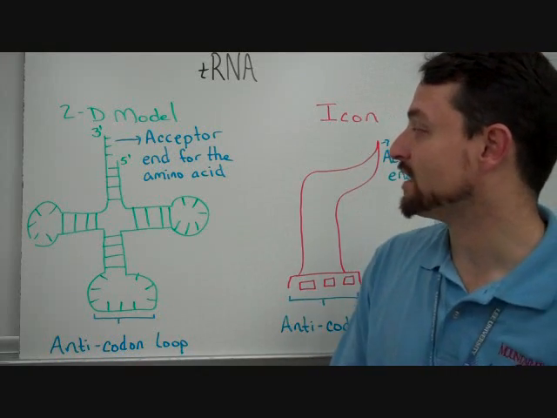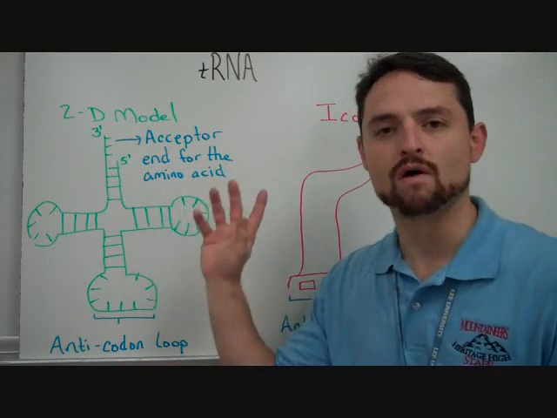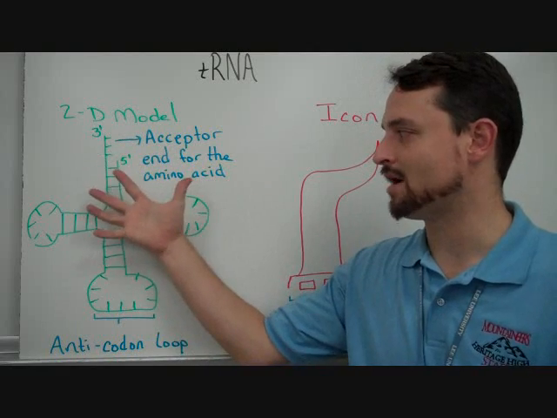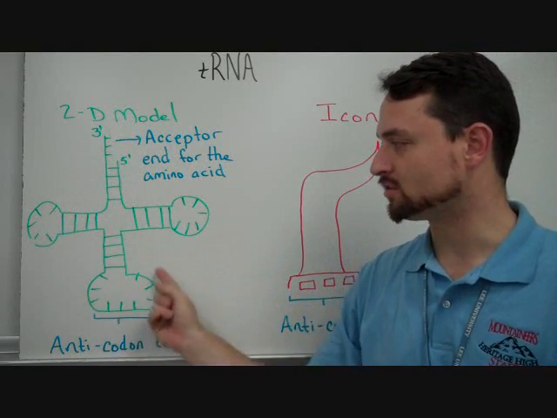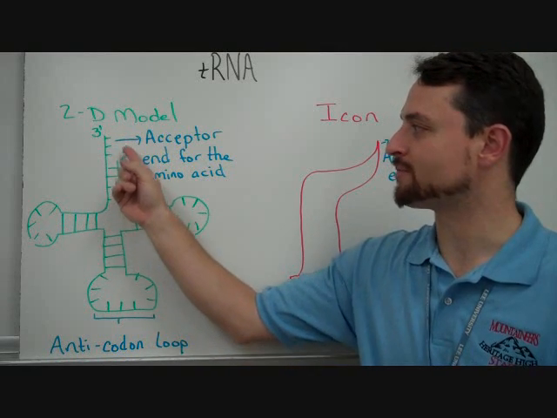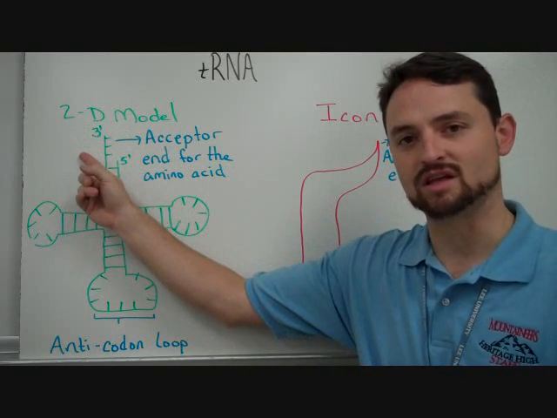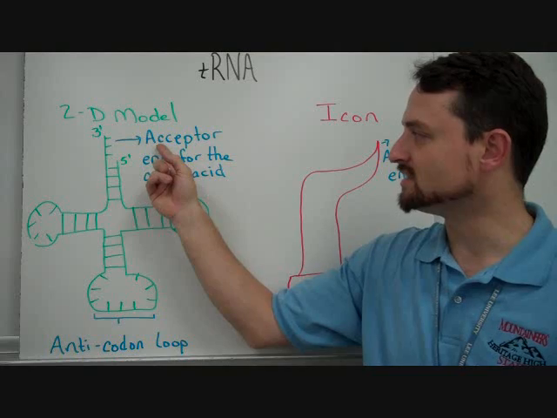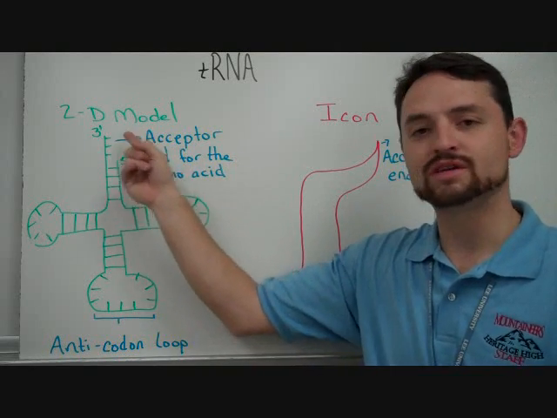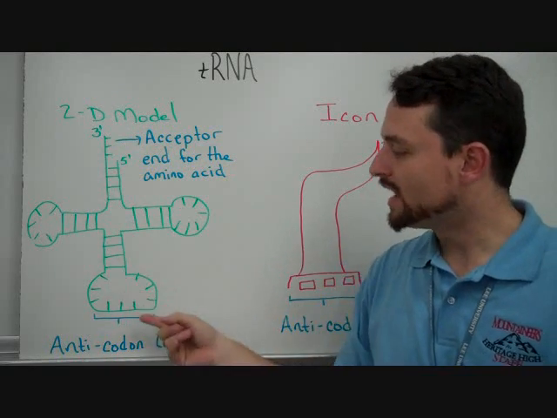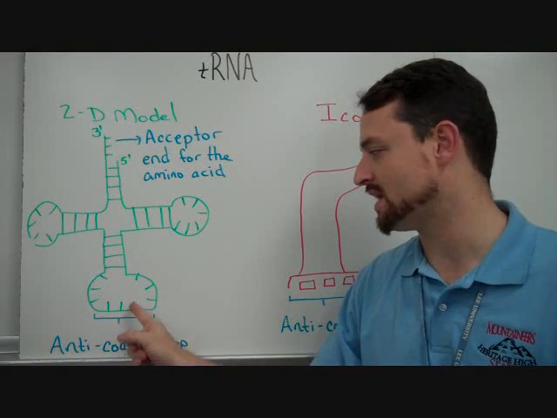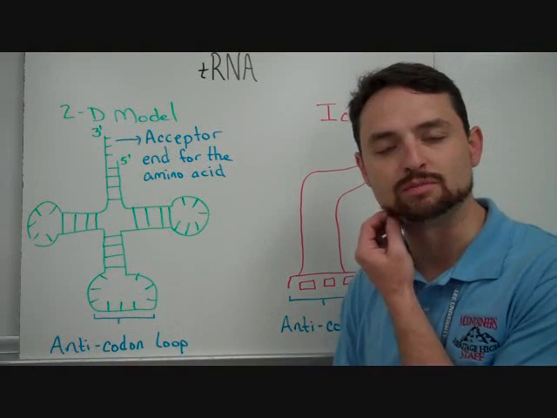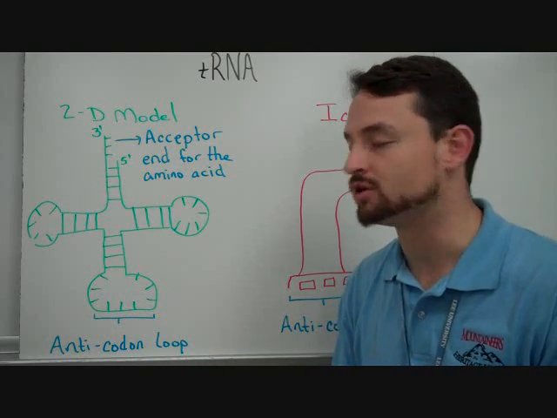So when we look at tRNA, there are two different drawings we can look at. This is a flattened out model. You can see the 3' end, and it makes these 3 loops and then comes to the 5' end. There's a piece that sticks off right here. This is the acceptor end, and this is where the amino acid will attach. And down here, this loop is the anticodon loop. This will have the code that matches a specific codon of the mRNA molecule.